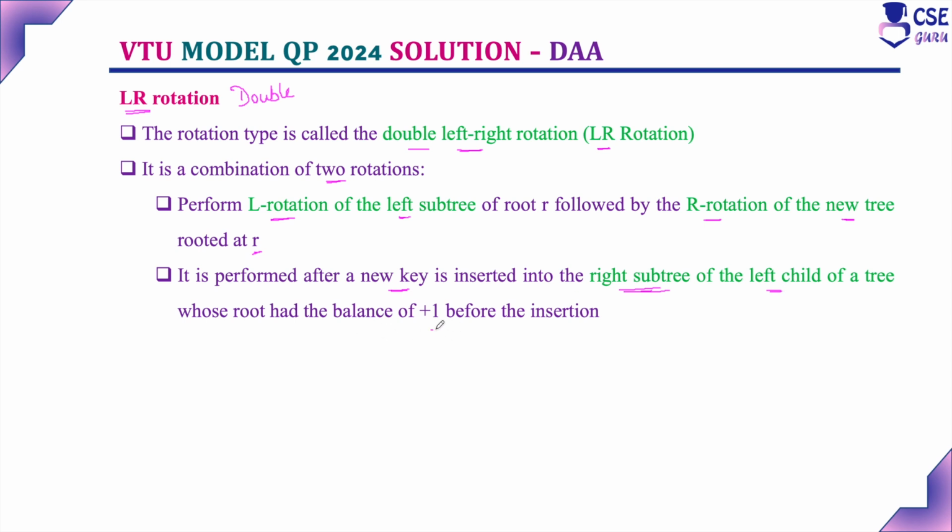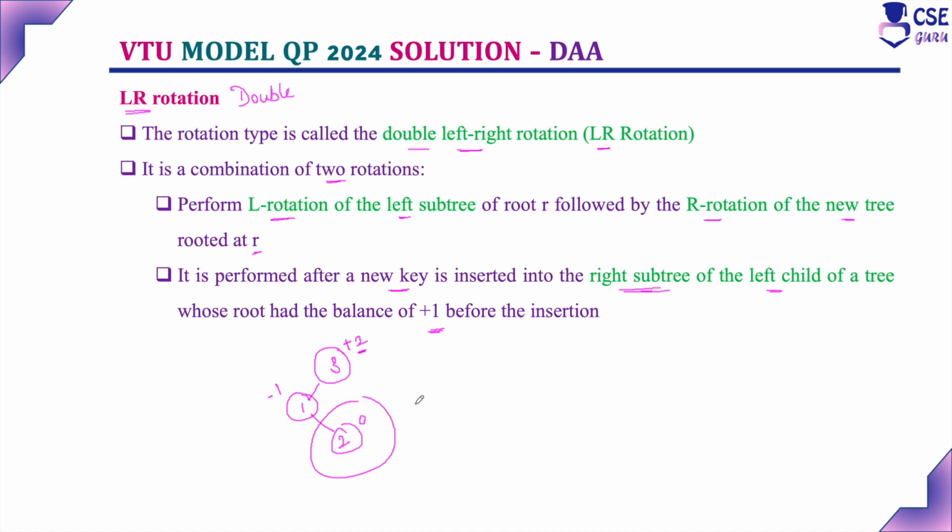Previously, the balance factor will be plus 1. For example, if this is the tree, the balance factor is 0, minus 1 and this is plus 2. Here the balance factor gets affected whenever you are inserting a new node into the right subtree. Whenever you perform insertion into this right subtree, the balance factor will get affected.